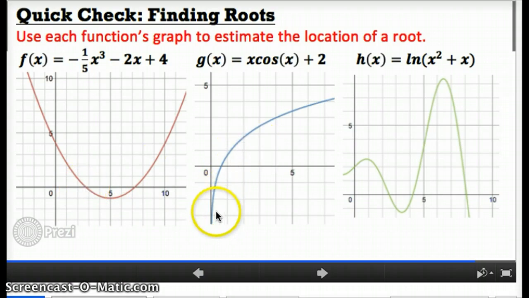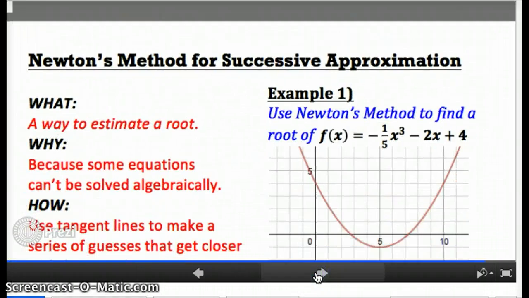This cosine function, which I only see a piece of, looks like it has a root between 0 and 1, and there are a number of roots here, one of which is between 2 and 3. Okay, armed with this simple realization, let's look at Newton's method.